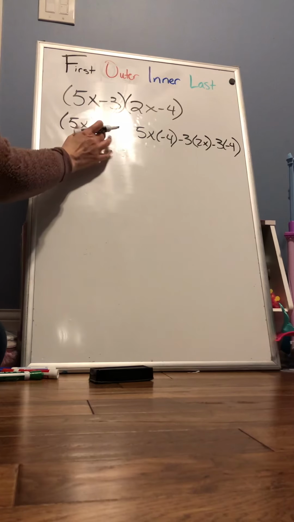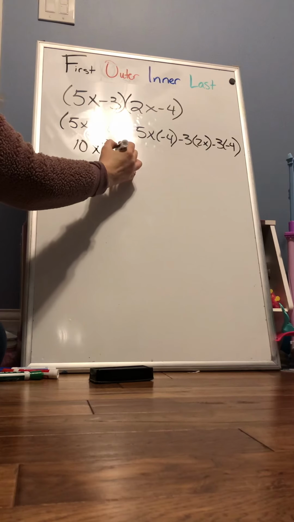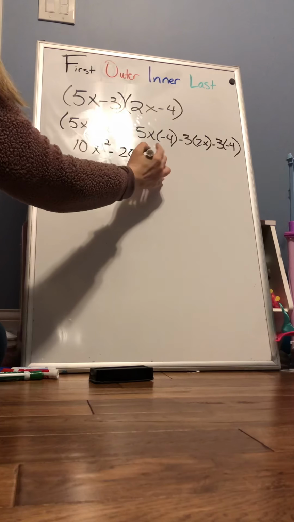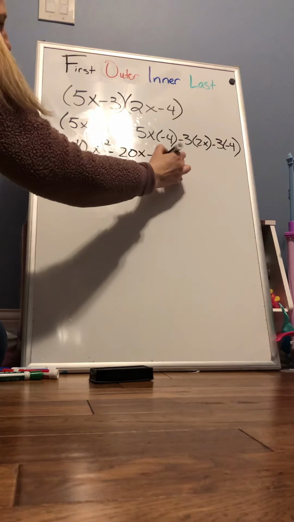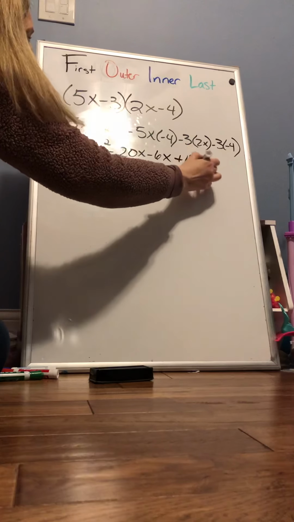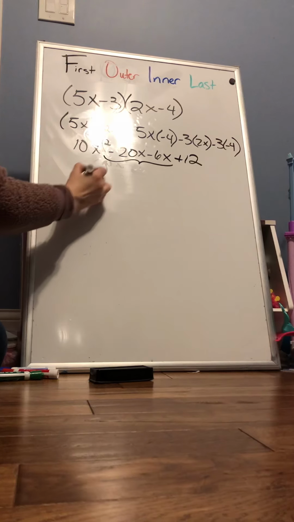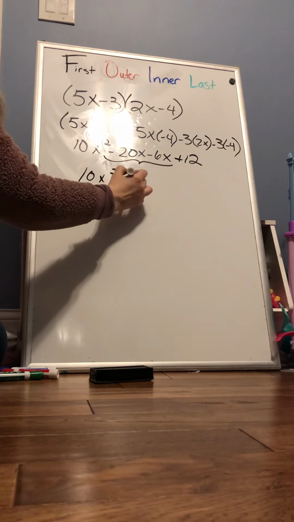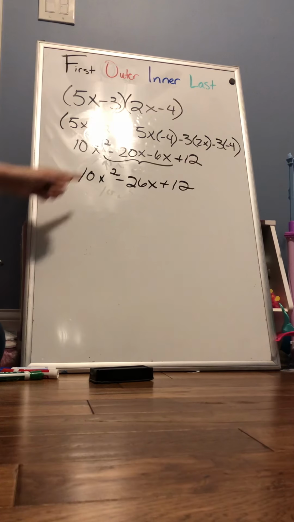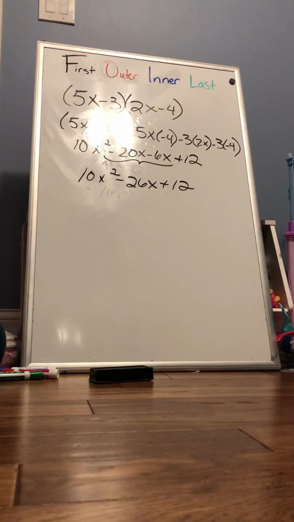And then I multiply my first terms to get 10x squared, multiply my outer term to get negative 20x, my inner term is a negative 6x, and my last term, negative times negative, is positive 12. My outer and my inner can be combined, so I get 10x squared minus 26x plus 12. And there you have it, another quadratic trinomial. Okay, cool.